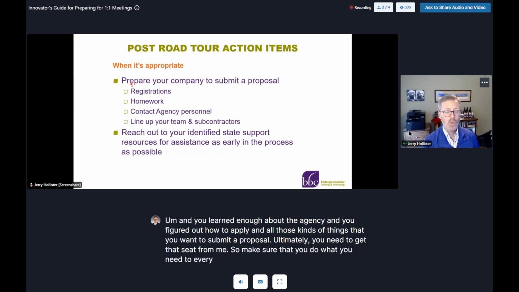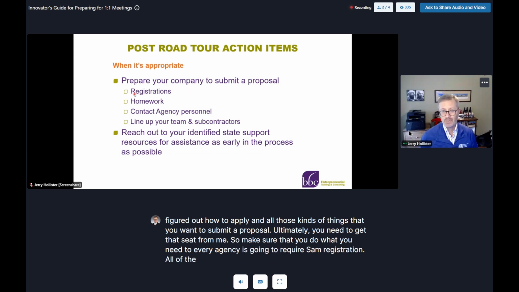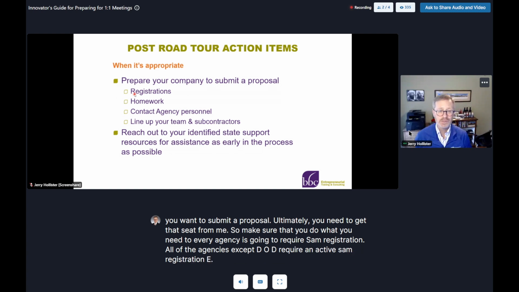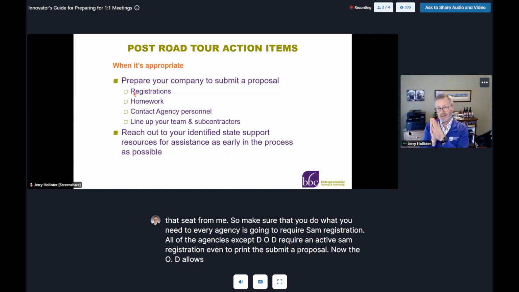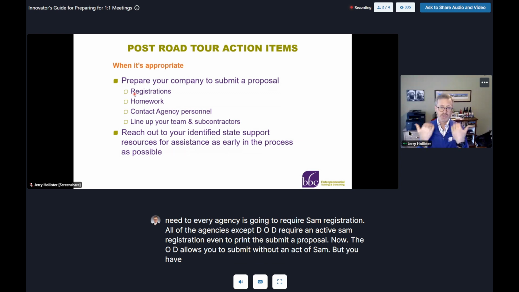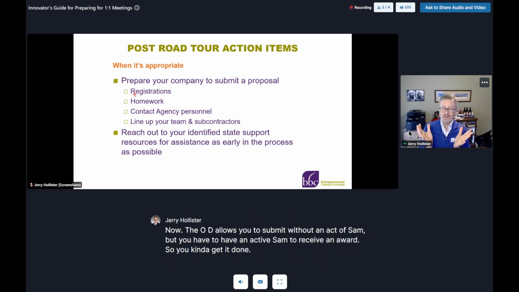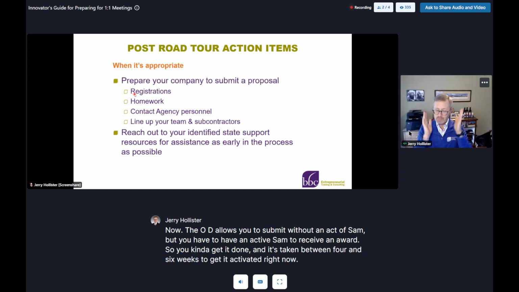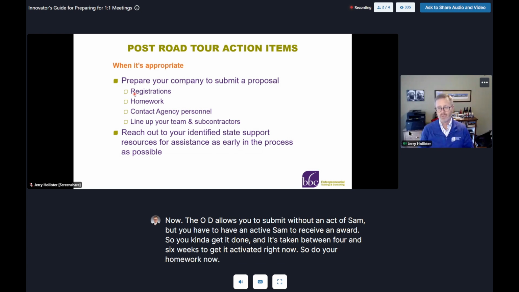Every agency is going to require SAM registration. All of the agencies except DoD require an active SAM registration, even to submit a proposal. Now, DoD allows you to submit without an active SAM, but you have to have an active SAM to receive an award. So you got to get it done. And it's taking between 4 and 6 weeks to get it activated right now. So do your homework now, get that registration started.